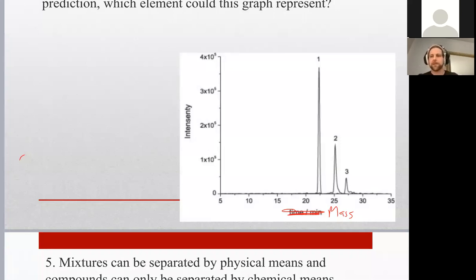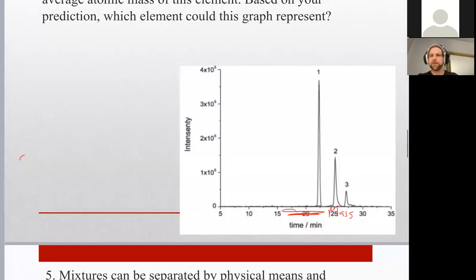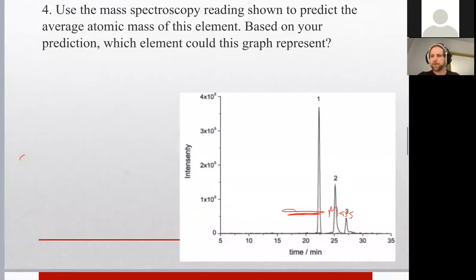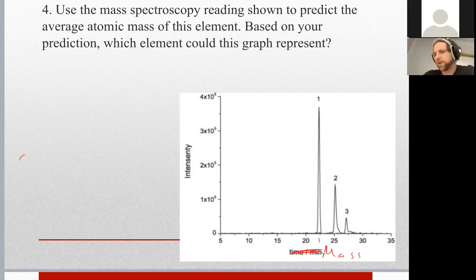And let me scroll up. Get rid of this because I messed that up. Let's assume this is referencing a mass. So what we can do is look at each of these peaks and predict kind of what that peak represents. This middle one is somewhere in between 20 and 25. So we'll say about 23, 22 and a half. And this one's pretty much 25. And then we have one that's over 25.